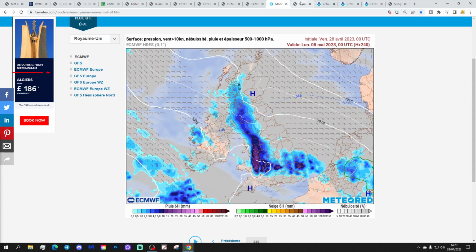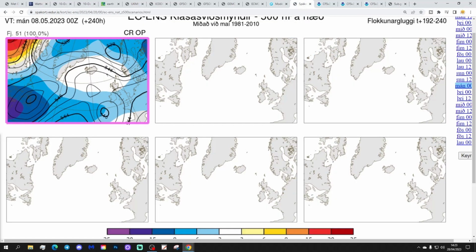So showery with ECM for the Coronation weekend. Bishop option on the table within the ECM Ensembles today for day 10 from the Icelandic Met Office. This gets us to the 8th of May.